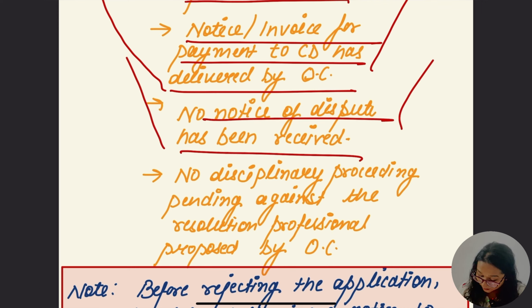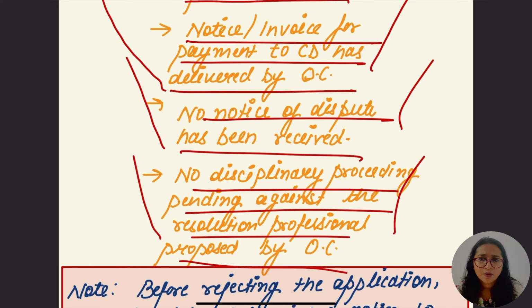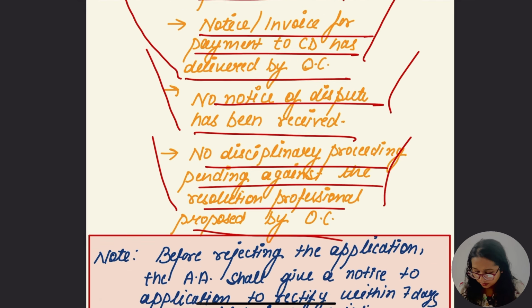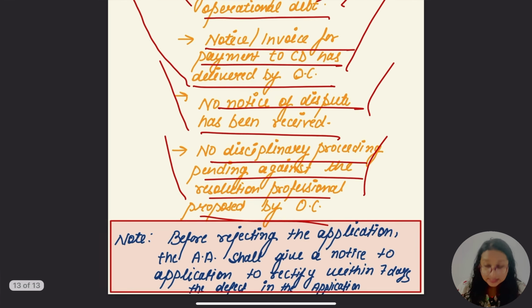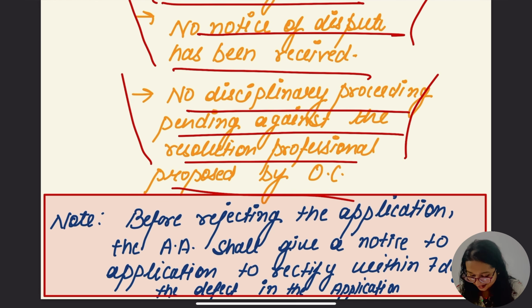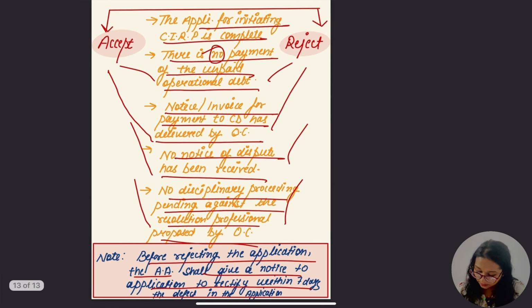And no disciplinary proceeding pending against the resolution professional proposed by the operational creditor. This is again the most common and similar point which we already discussed, so I'm not focusing here. Hope this point was clear. And again the same note is repeated here, which says that before rejecting the application, the AA shall give a notice to the applicant to rectify within 7 days the default in the application. Hope you get my point.